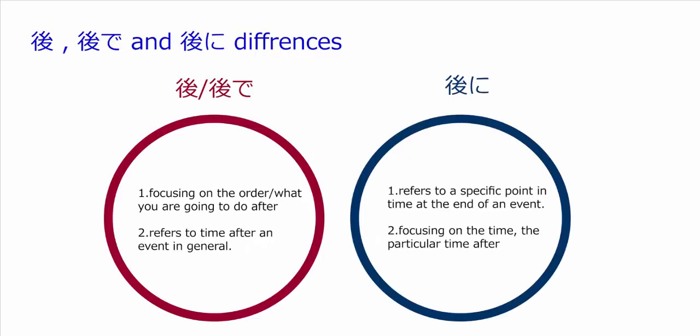Okay, now what's the difference between ato, ato ni, and ato de? In ato and ato de, the order is important and it focuses on the order and what you are going to do in the second event, and generally refers to the time after an event. But ato ni specifically points to the event's ending and the second event's beginning. So in ato ni the time is important, but in ato and ato de, the order and the action is important.